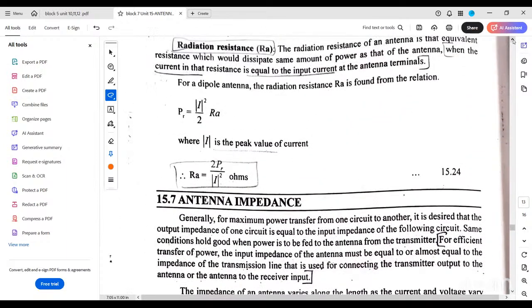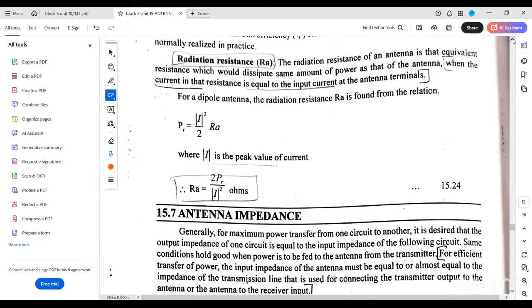Radiation resistance is denoted with RA. If I take RA, cross multiplying gives 2 times the radiated power divided by the current I square. Based on this, the definition is given.